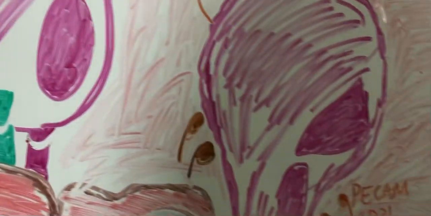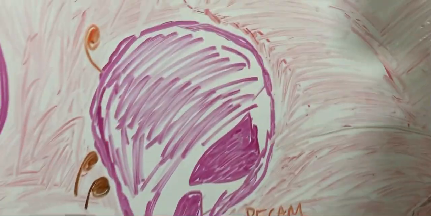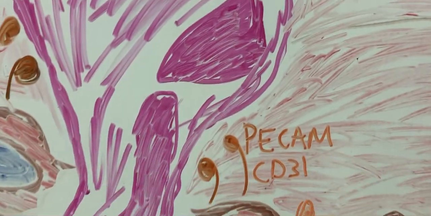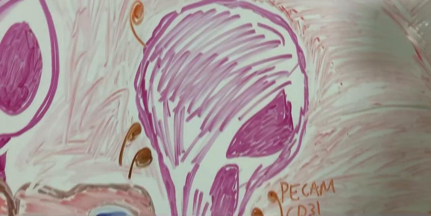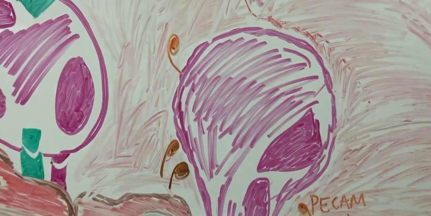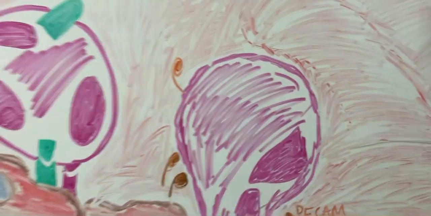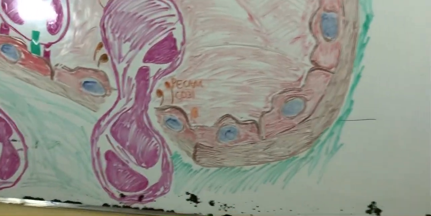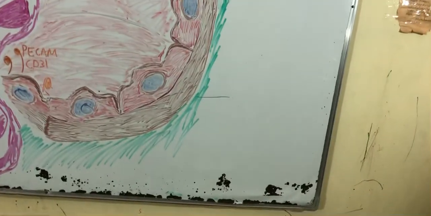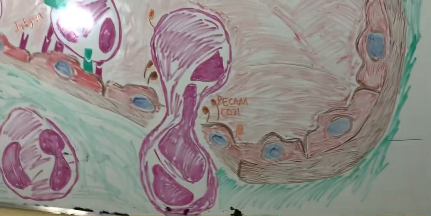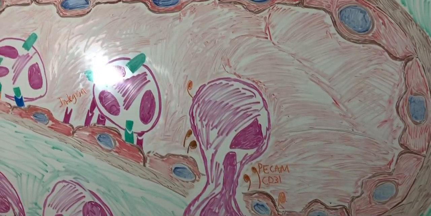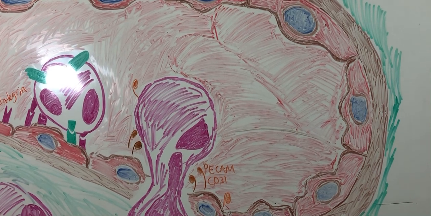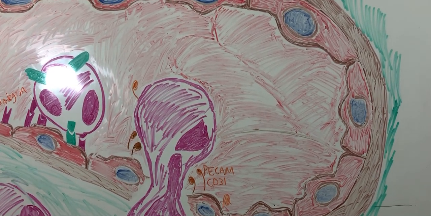The next step is actually a very important step. It's the actual process where we have PCAM. These PCAM proteins, if you are asked what the PCAM proteins are for, are very important in the process of transmigration. In order for the leukocyte to leave the blood vessel, it has to migrate through the endothelium and leave.